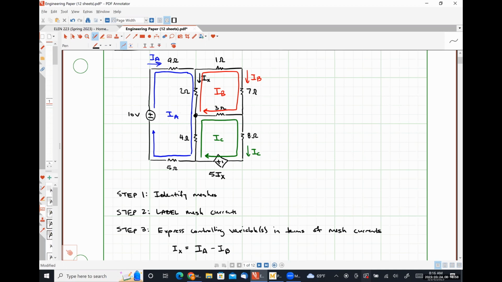So when we are writing our equations for IB, we're following IB around. The assumption is that IB is flowing into the positive polarity terminal. When we write our KVL equation for mesh C, we're going to assume that IC is flowing into the positive polarity terminal, so that whatever mesh we're working on, the corresponding current gets positive signs and any opposite current gets negative signs.